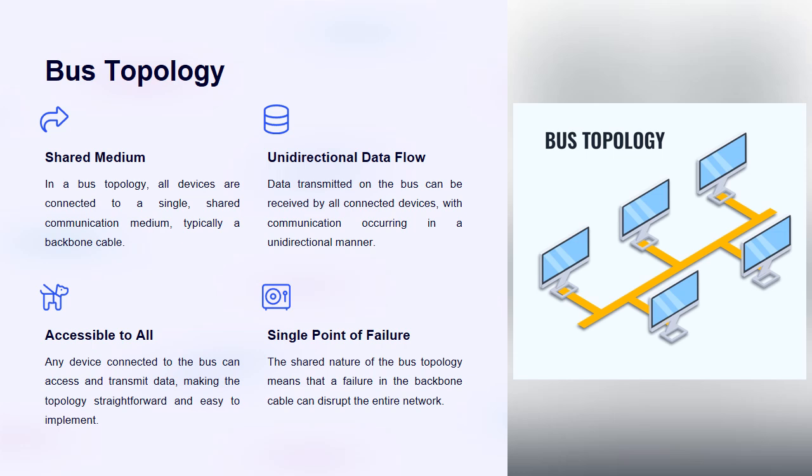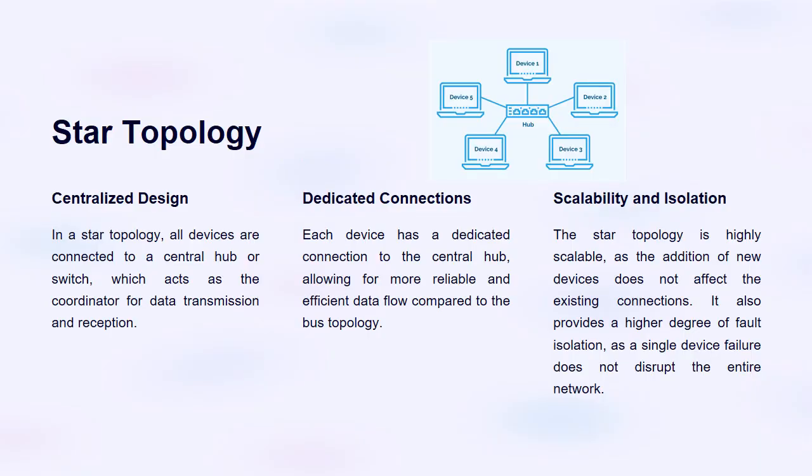If there is an error in a single system or a single wire, the entire topology will not work. This is the bus topology. Next is your star topology.